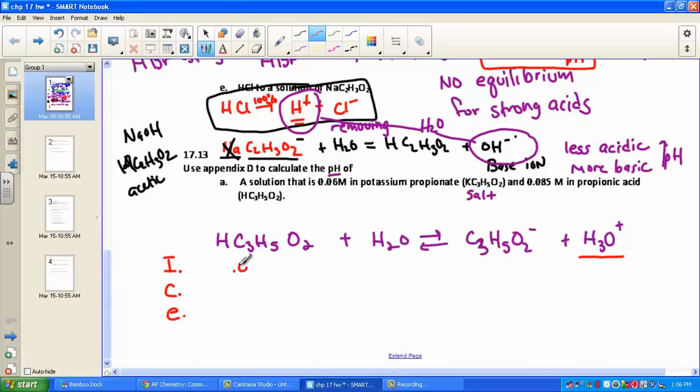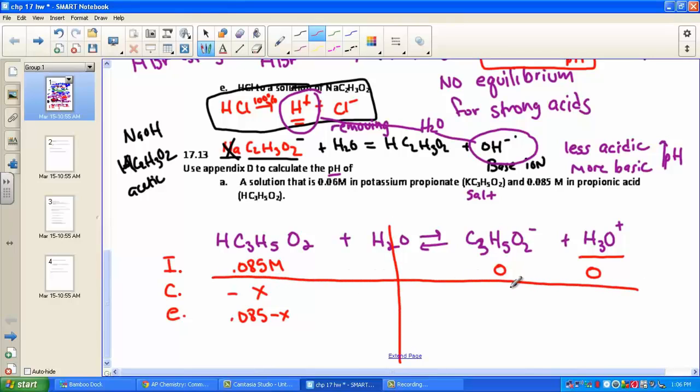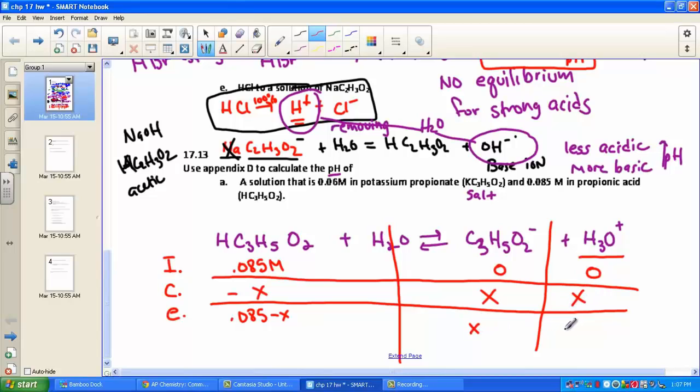Initially, our acid is given to us as a 0.085 molar solution. We know that this ionization would have no ions yet formed. We know that ions form by using the reactant, and I'm just filling out my ICE chart just as we had done in the last chapter. Ions get made and reactants get used. However, we're also adding potassium, whose parent is strong, so no effect.